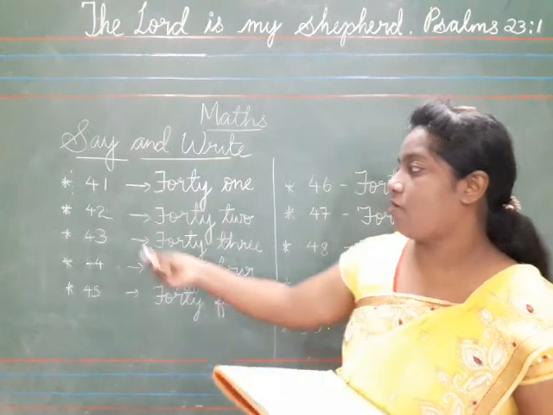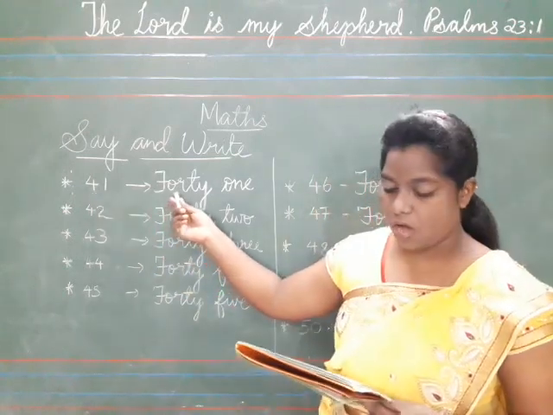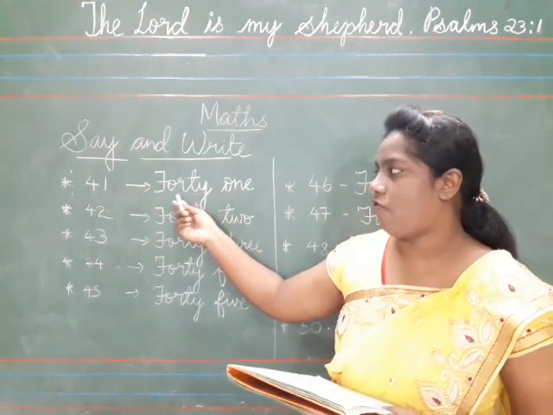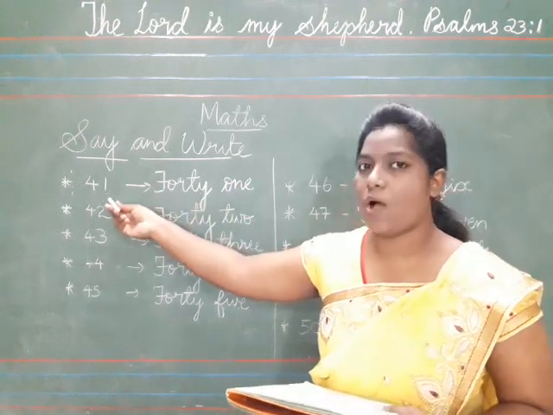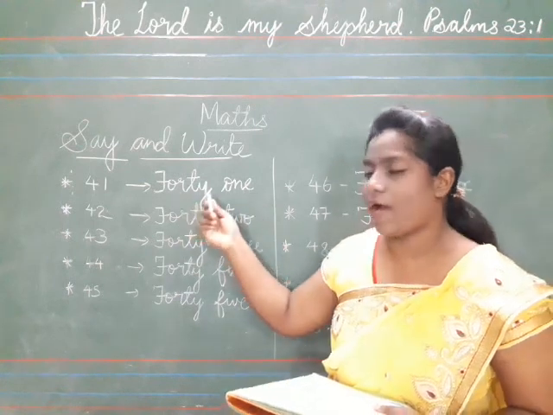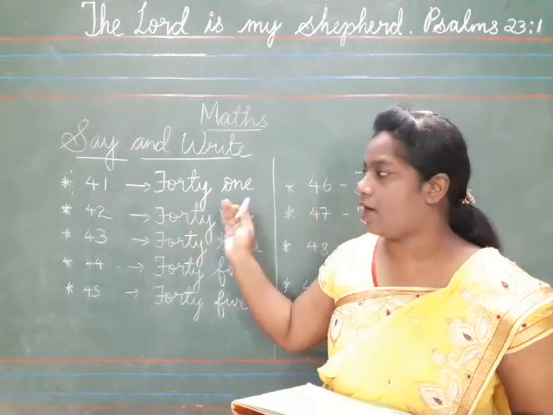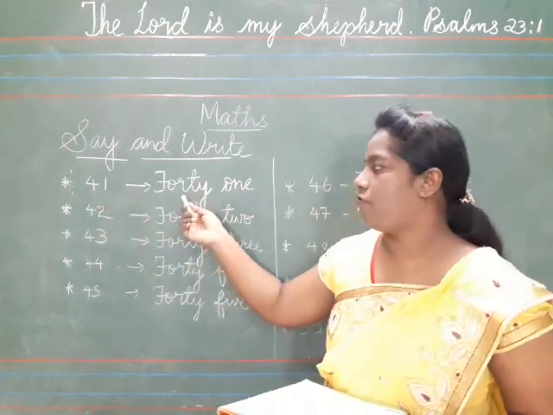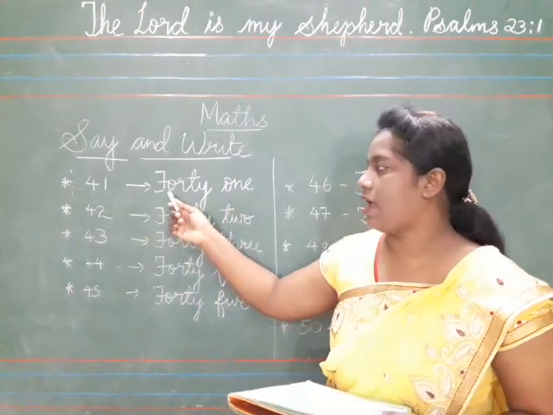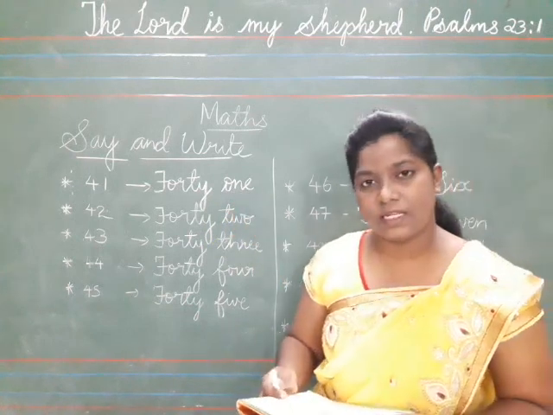What is the spelling of 41? F-O-R-T-Y. 40. What is the last number? 1. You already learned. O-N-E. 1. You should join and write. In your previous class, you have learned all the spellings, but you should join and write. 41. What is the spelling of 41? F-O-R-T-Y-O-N-E.